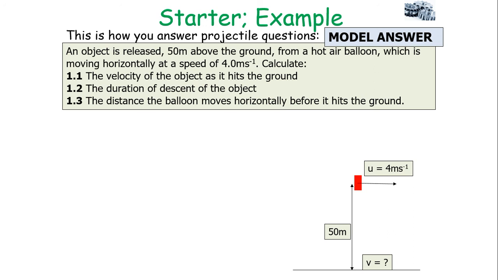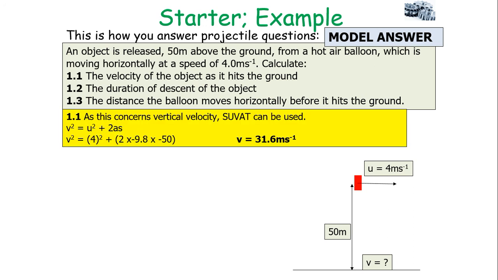An object is released 50 meters above the ground from a hot air balloon which is moving horizontally at a speed of 4 meters per second. Calculate the velocity of the object as it hits the ground. Well, this is the vertical motion, so we can use the SUVAT equation. Like before, we find the correct SUVAT equation, we put acceleration as 9.81 and then we work out our answer. So we know that v squared equals u squared plus 2as.